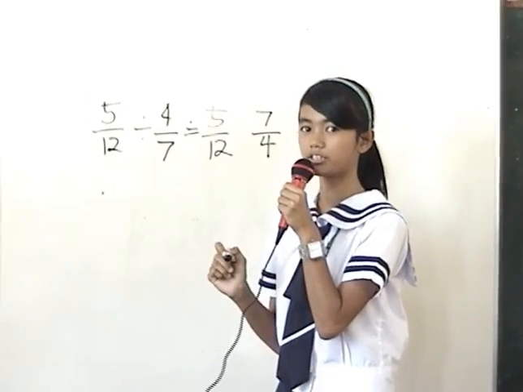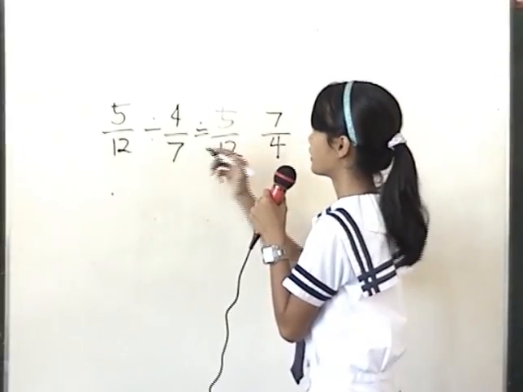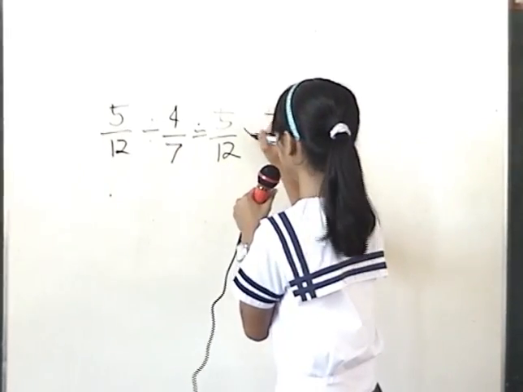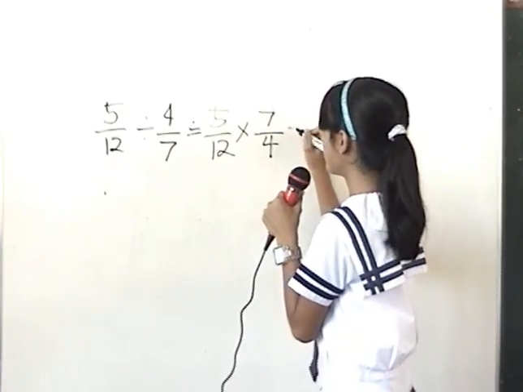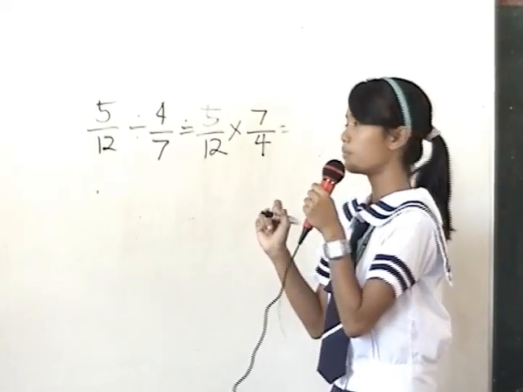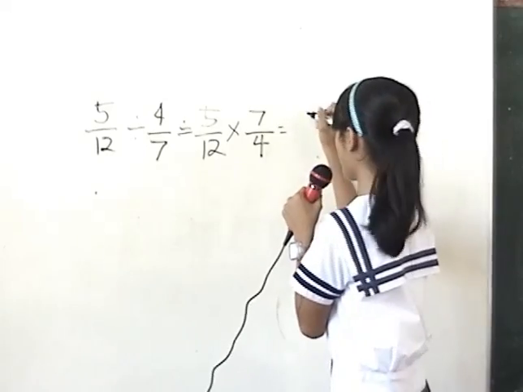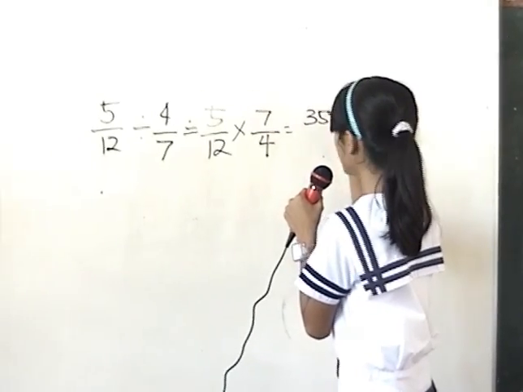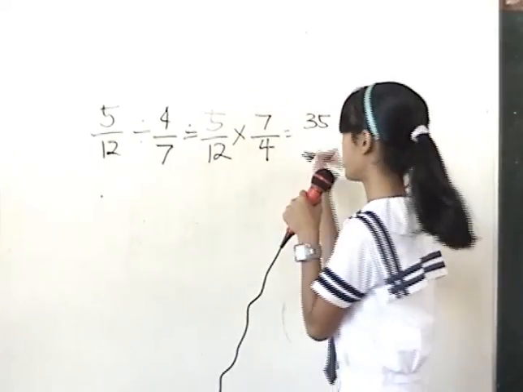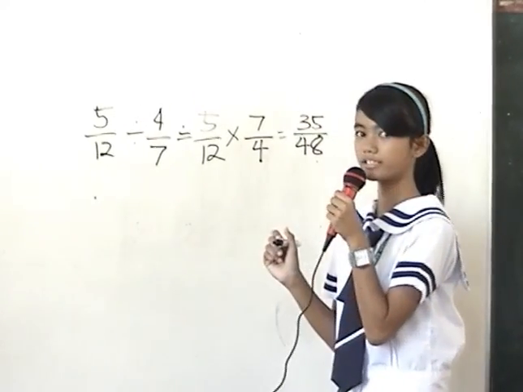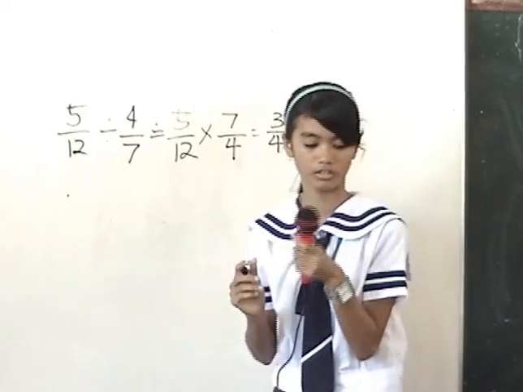Then we will change the operation. Divide will become multiplication. Then we will just multiply the numerator. 5 times 7 is 35. And 12 times 4 is 48. And the result is 35/48.